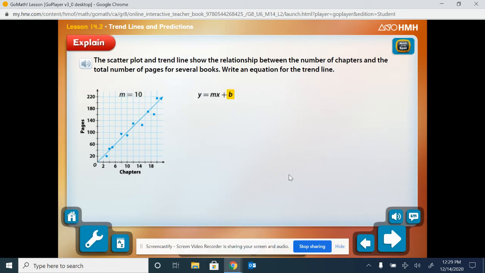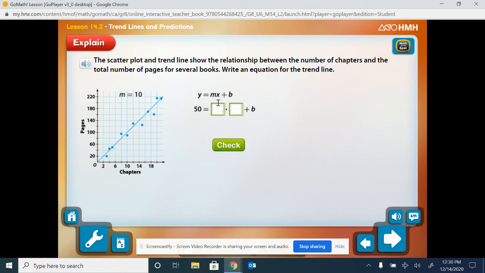Now we need to find the y-intercept of the trend line. The equation of the trend line in slope-intercept form is y equals mx plus b, where b is the y-intercept. One of the points we used in calculating the slope had coordinates of (5, 50). We can use those coordinates along with the slope to calculate the y-intercept. What numbers complete the equation?